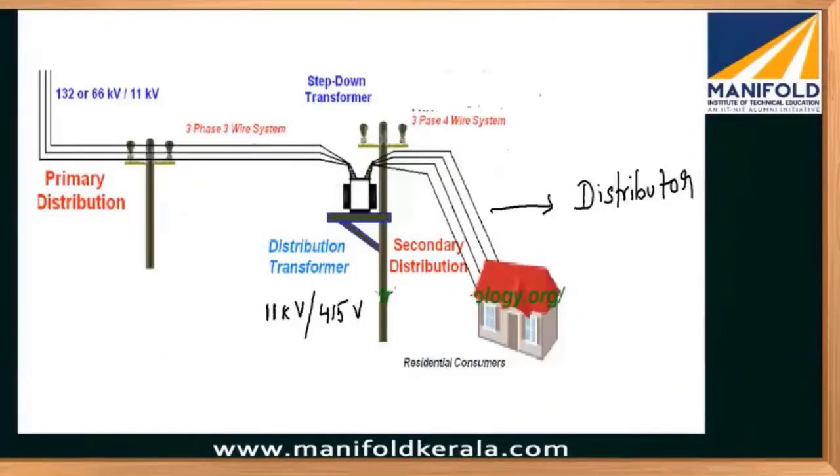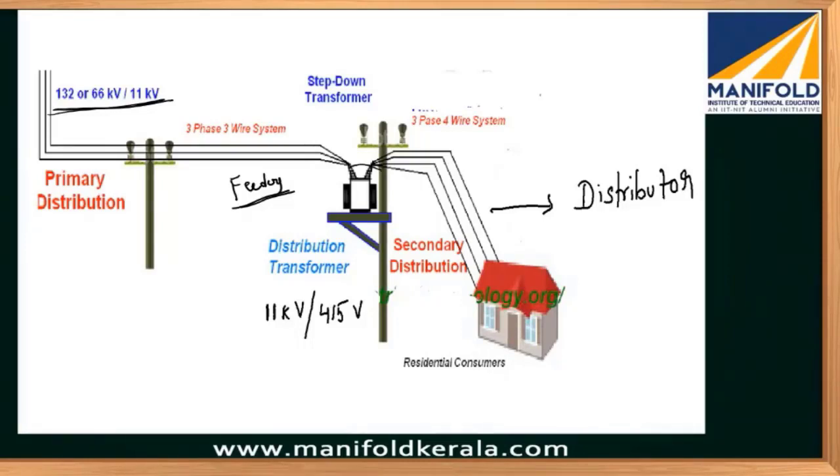Just for your understanding, suppose this is the primary distribution, where distribution can happen at any voltage: 132 kV, 66 kV, 33 kV or 11 kV. From there, the conductors which supply energy to your distribution transformer, in most cases we call them feeders. Why we call them feeders, we'll explain a little later. This feeder voltage can be 11 kV or 33 kV or 66 kV at max.